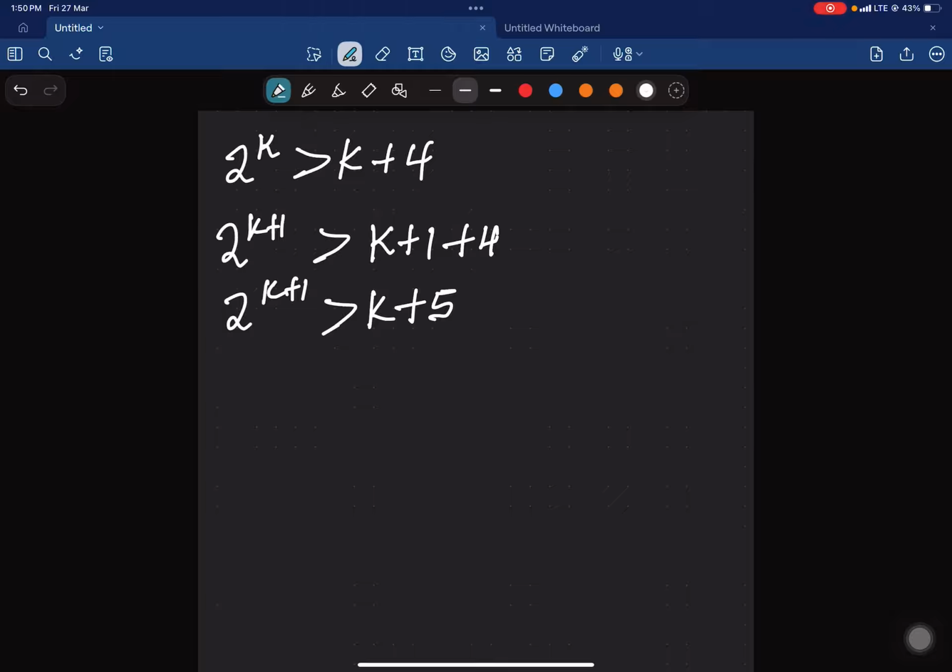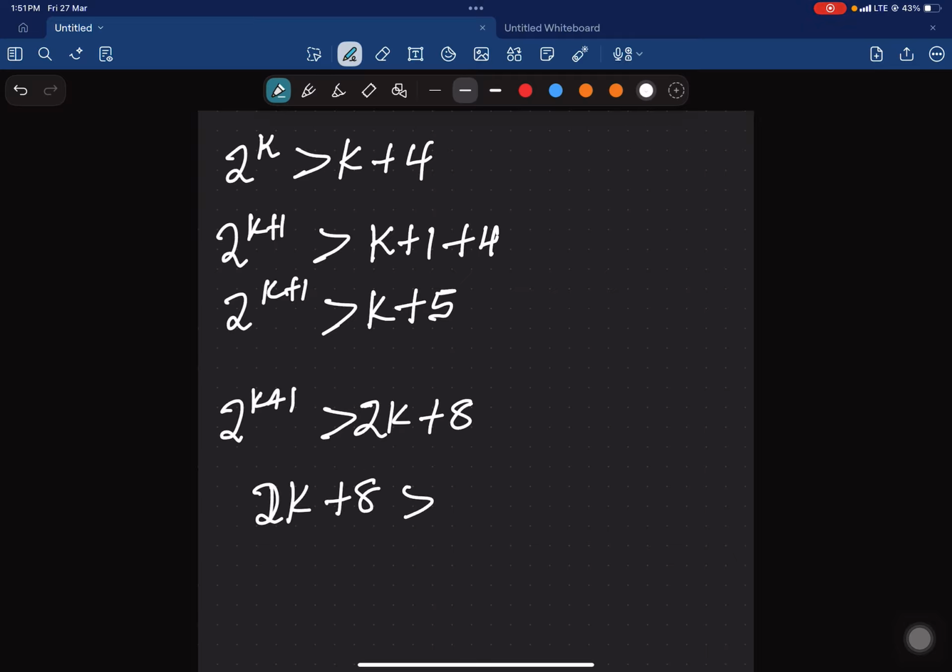But then we've gone through the proof and we saw that 2 to the power k+1 was greater than 2k+8. And 2k+8 is greater than k+5, because k is a positive integer greater than 3. Now, we've been able to verify that this is true based on our proof, and also we've seen clearly that this is also true. So now this is greater than this.